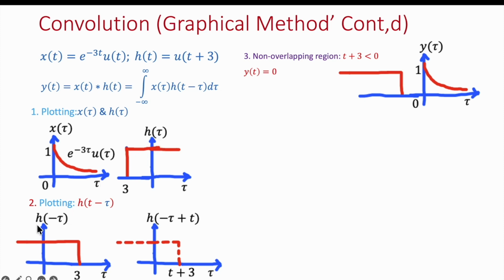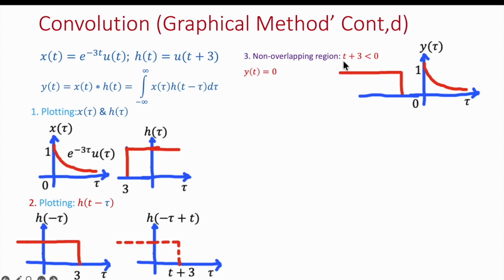So h of minus tau will look like this, and then you need to plot the shifted version of that signal. So h of minus tau plus t will be t plus 3, because you don't know the value of t, so you just write t plus 3 and the shift looks like that. Then after that you need to calculate the overlapping region and the non-overlapping region.